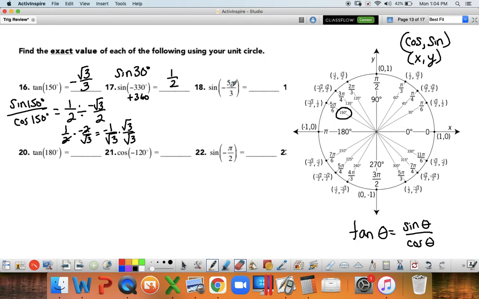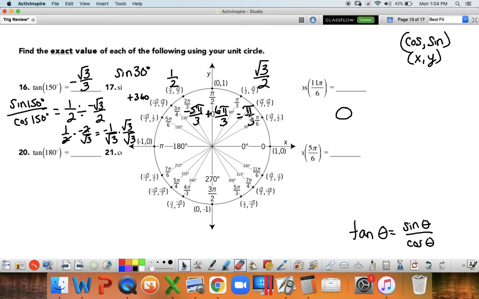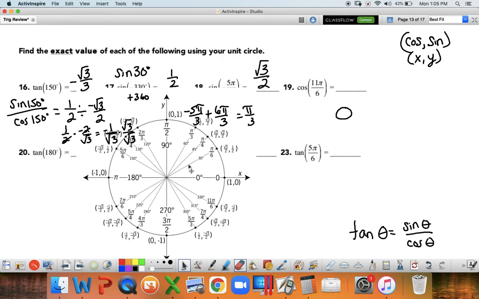All right, over here, same thing. Negative 5 pi over 3 is not on my unit circle, but if I find a coterminal angle, I'm going to add 2 pi, which I'm going to rewrite as 6 pi over 3. I want the sine of pi over 3. Pi over 3, here it is, the sine value, square root of 3 over 2. Go ahead and move this over so we can see the next question. Cosine of 11 pi over 6, so 11 pi over 6, here it is, cosine is square root of 3 over 2.